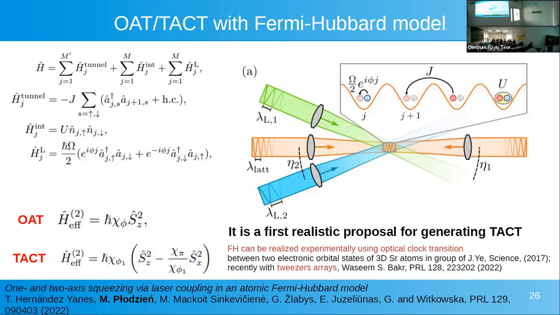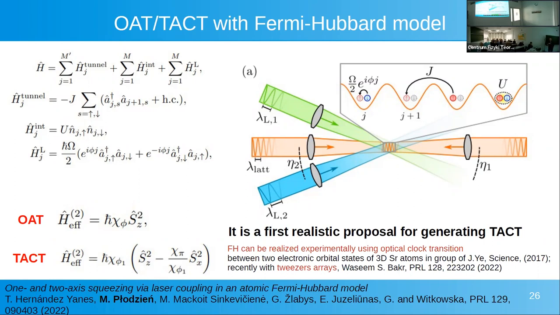And the big question was how to introduce interactions to the system. And we came up with the idea that we can add external laser fields, which are position dependent in phase. And long story short, effectively, we can show that this Hamiltonian, which is the Fermi-Hubbard in the Mott insulating phase with strong repulsion, plus position dependent phases, reduces the effective description to the sigma z squared.